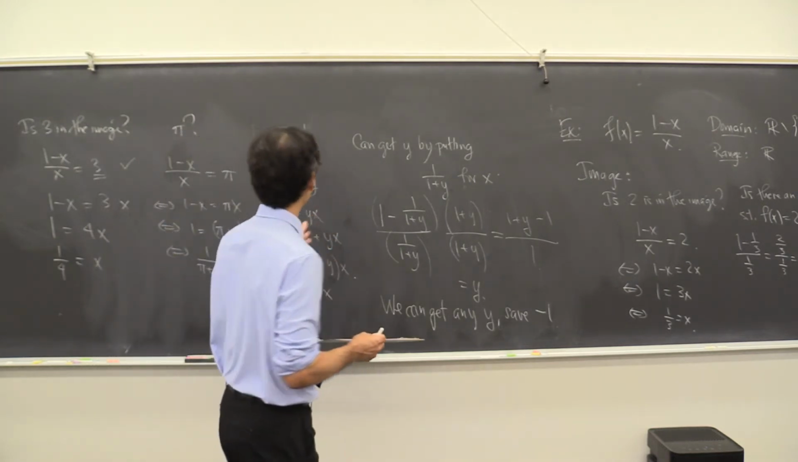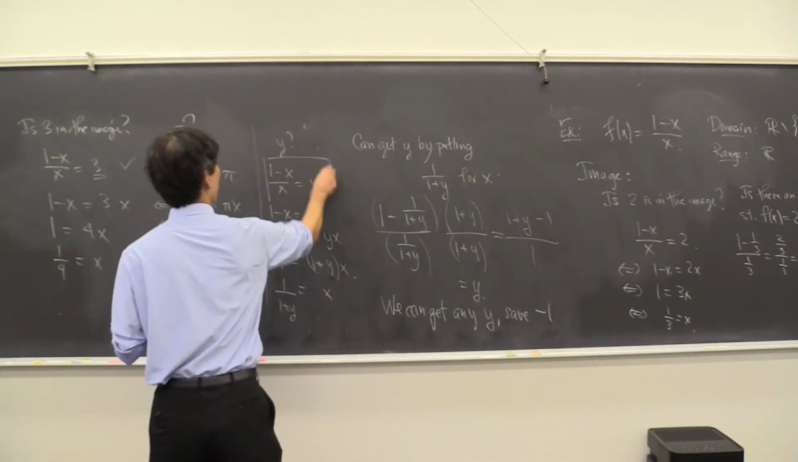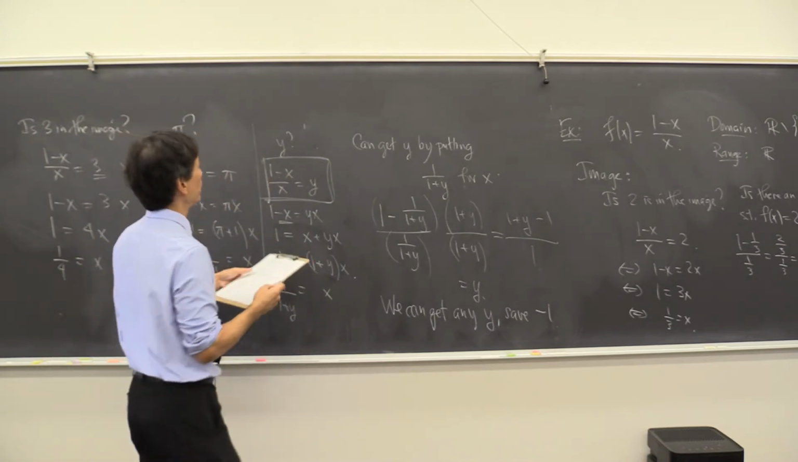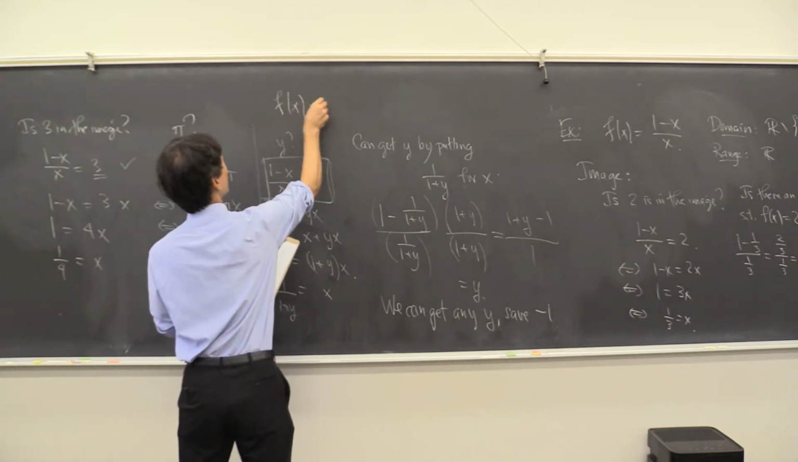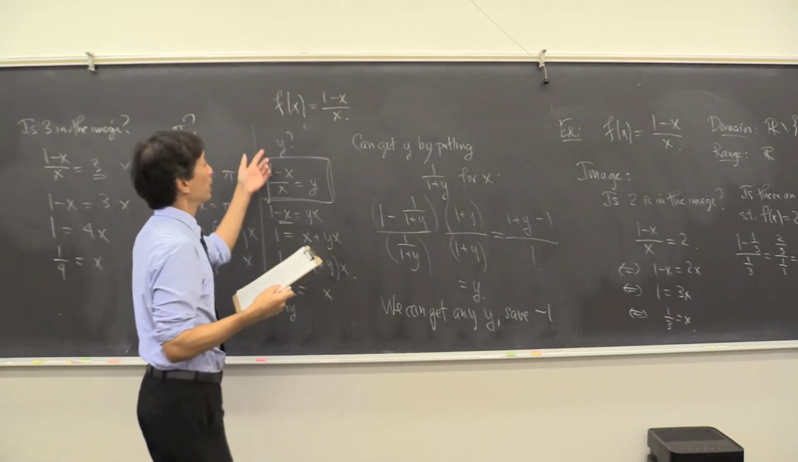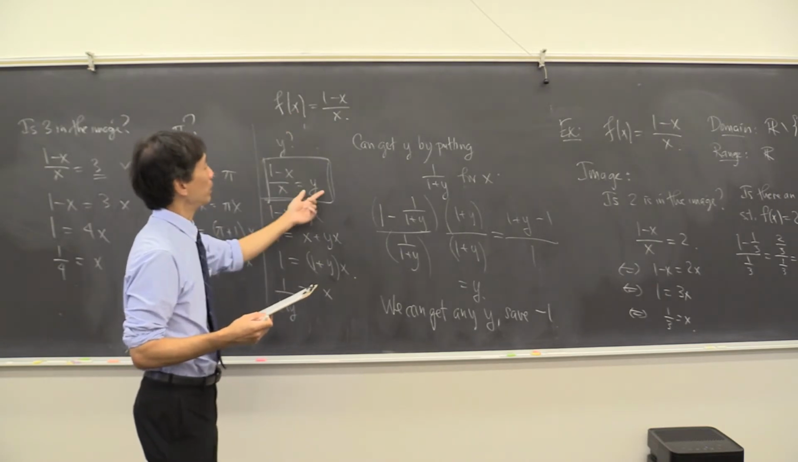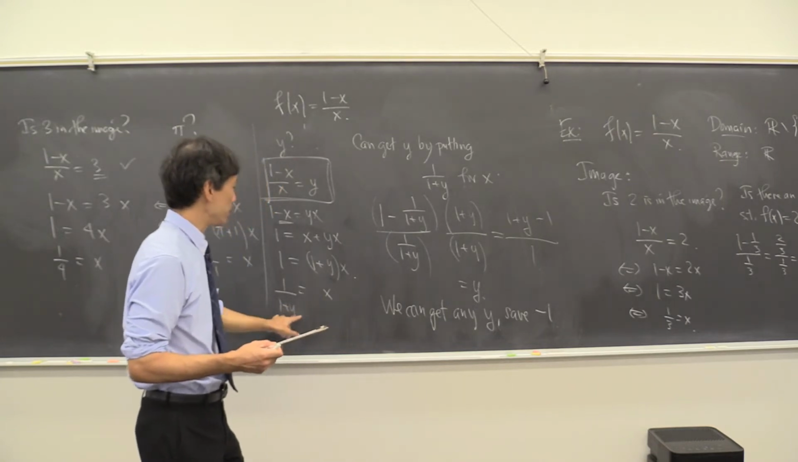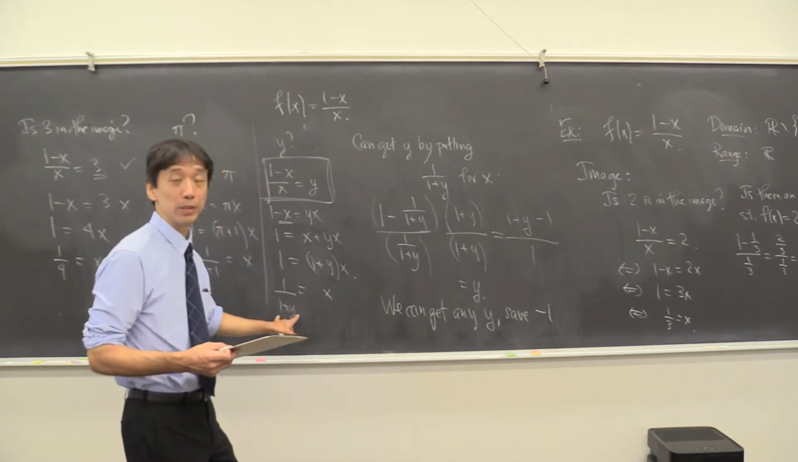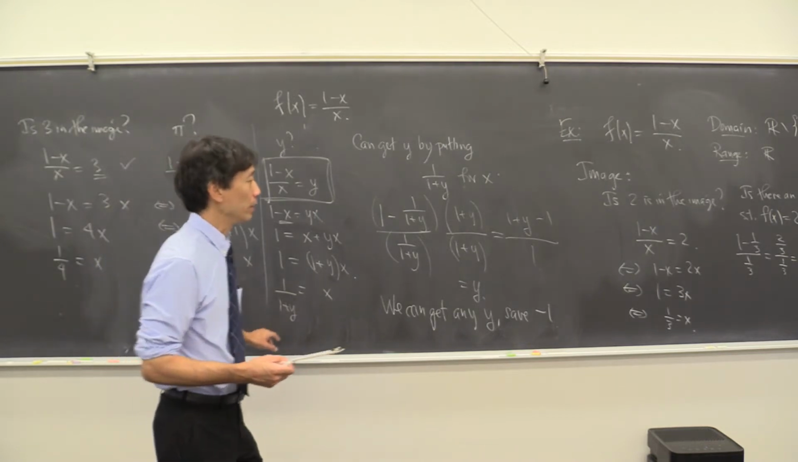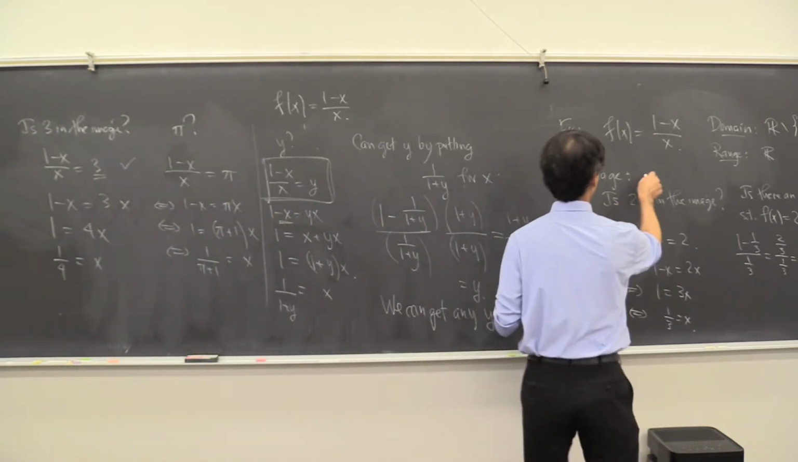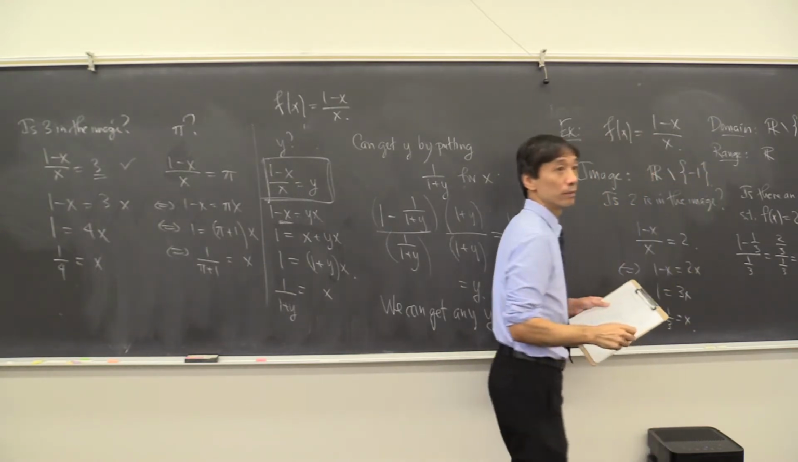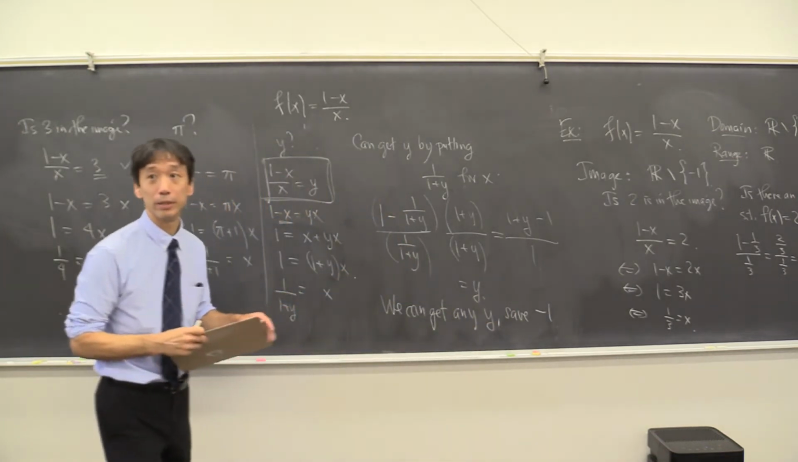You've got your function f of x equals 1 minus x over x. You say, can I get an arbitrary y? Then you figure out what kind of x you would need and see what constraints that puts on the y. So we figure out that the image is all of R, but not negative 1. We can get any number except for negative 1 out of this thing.